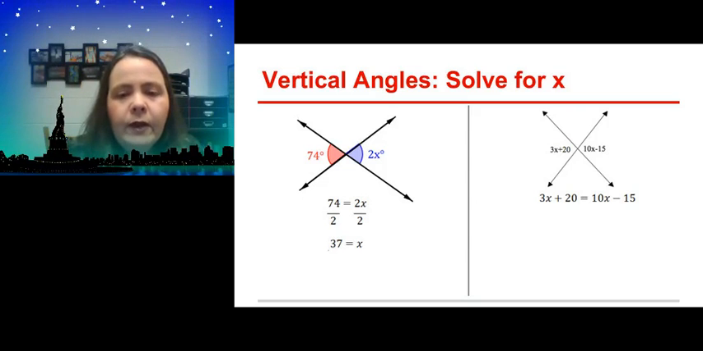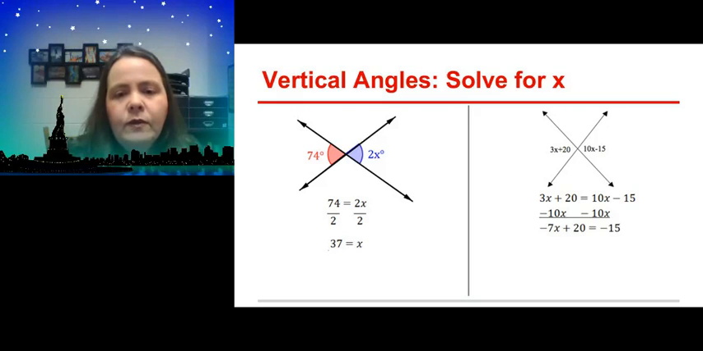So we can make our equation. And then we're going to subtract the 10x from both sides because I want to get my variables on the same side. And 3x minus 10x on the left-hand side is going to give me negative 7x. The 10x's on the right-hand side are going to cancel. And so when I simplify, I have negative 7x plus 20 equals negative 15.